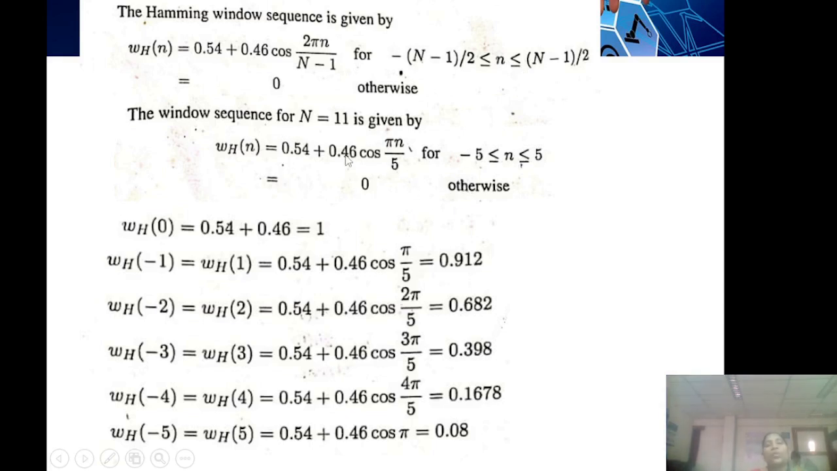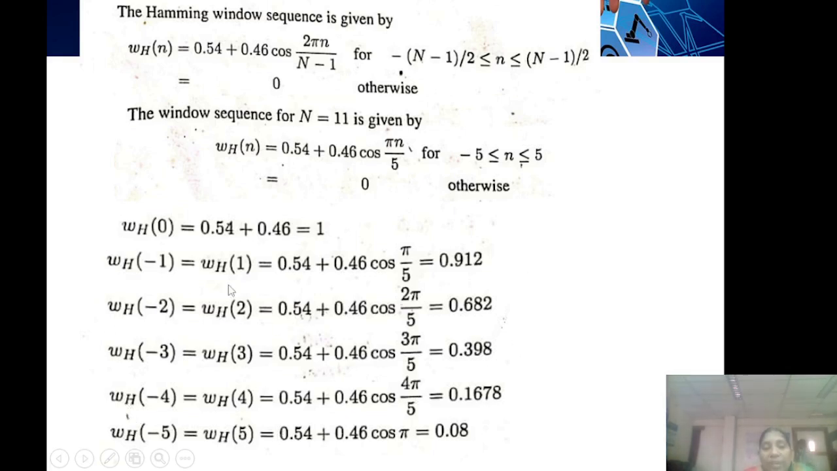Now in this expression, you have to substitute the value of n from minus 5 to 5. We get WH of 0 as 1, and WH of 1 is symmetrical to WH of minus 1, so the value is 0.912. WH of 2 is symmetrical to WH of minus 2, the value obtained is 0.682. WH of 3, symmetrical to WH of minus 3, is 0.398. WH of 4, symmetrical to WH of minus 4, is 0.1678. WH of 5, symmetrical to WH of minus 5, is 0.08.